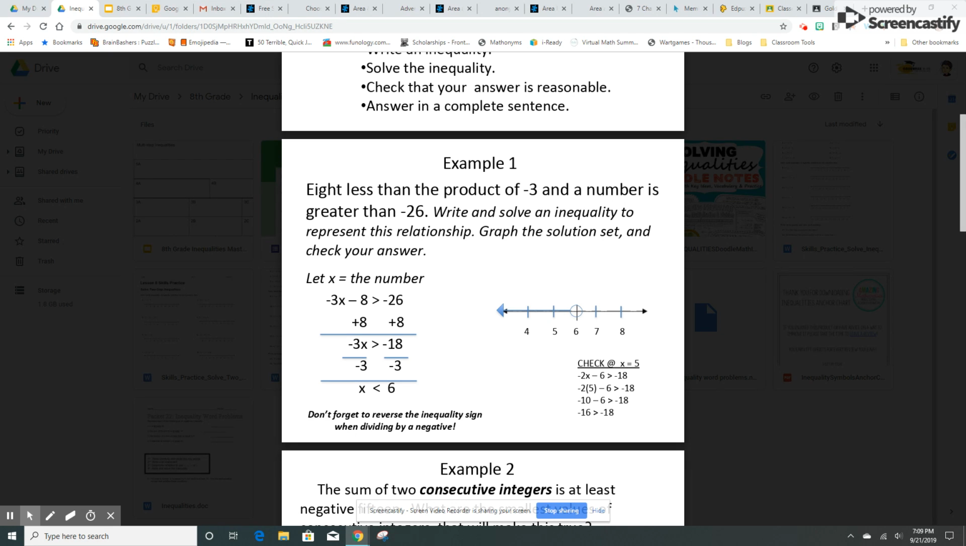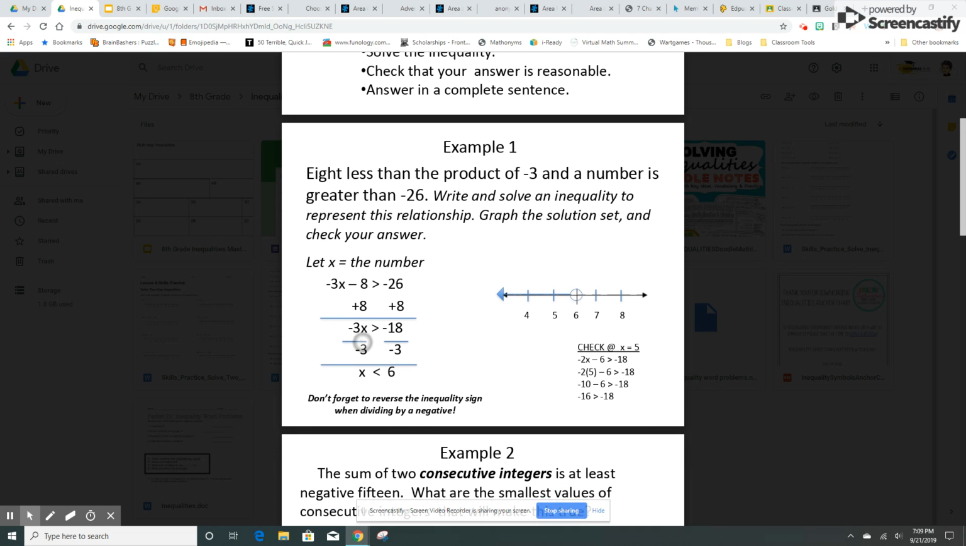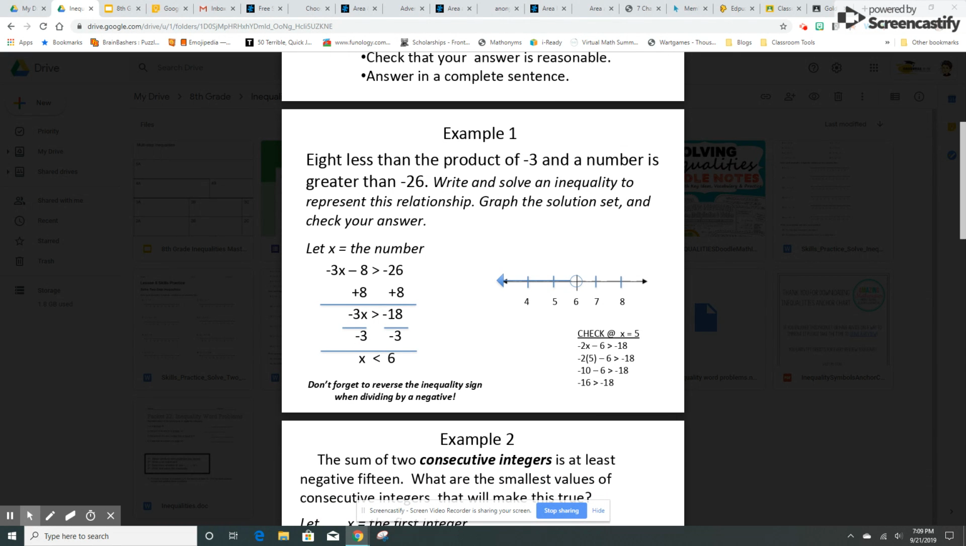So then we go through and we solve the inequality just like we would an equation. And we get x is less than 6. Now notice we get x is less than 6 because we divided by a negative here. So when we divide by a negative or multiply by a negative, we have to switch our sign. So then we come over to graph it. And when we go to graph it, we are going to use an open circle because it's only everything less than 6. And then we're going to have our arrow going to the left, which are all the numbers that are less than 6.